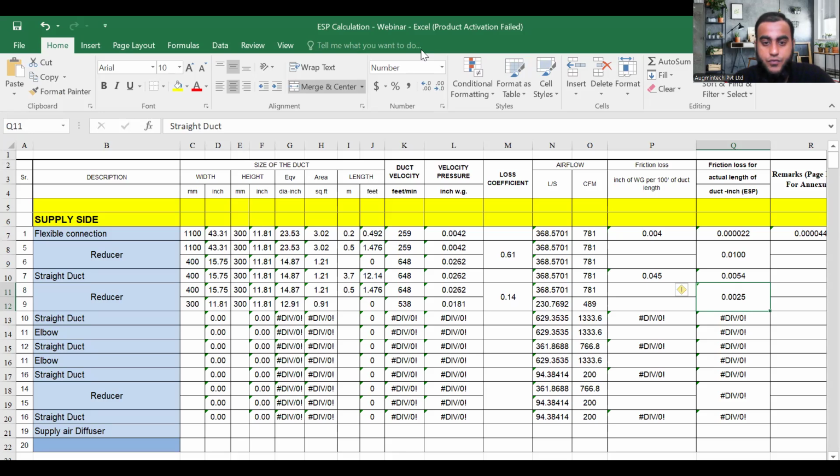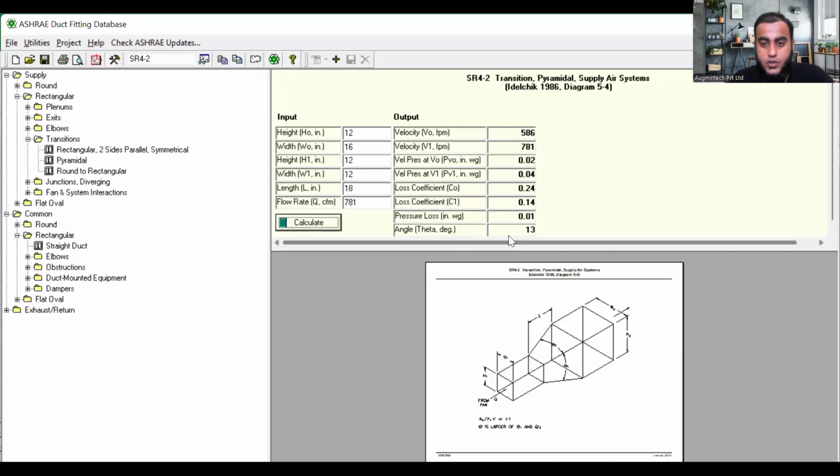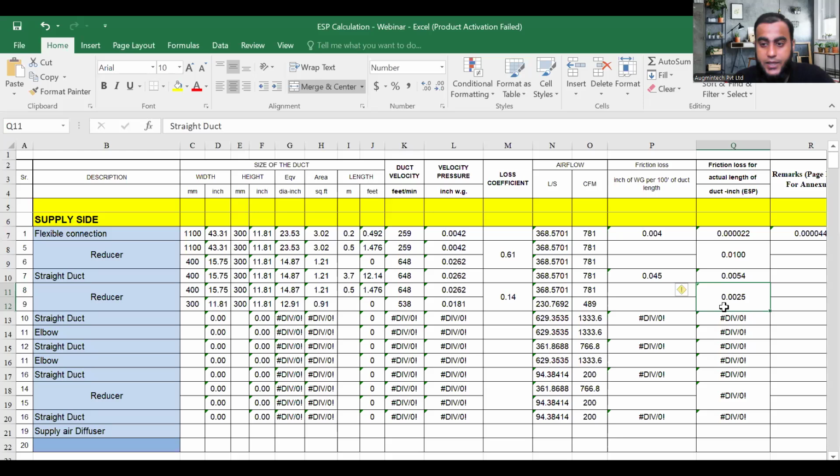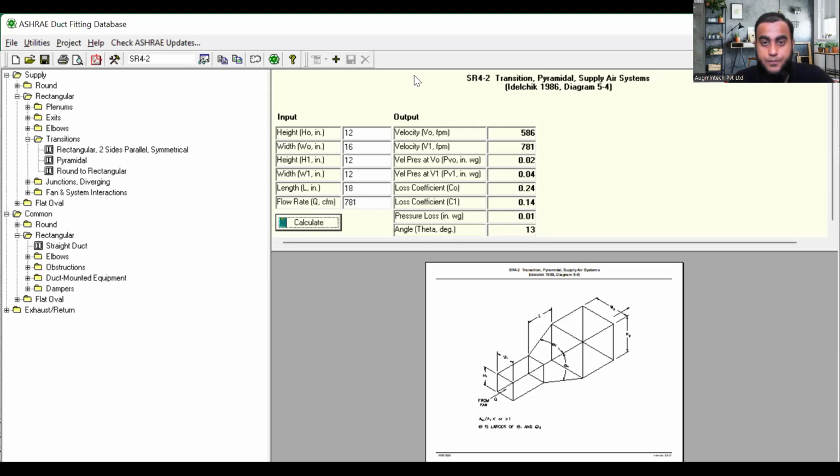But when you see in the software, we have got a friction loss value of 0.001. So maybe the problem is that in this formula we have written loss coefficient into velocity pressure. The velocity pressure value, I have taken this one. Okay, so it is clear, no problem. So maybe it is coming a little bit different, 0.0025 and here 0.01 is coming. I have taken the minimum value for this one.